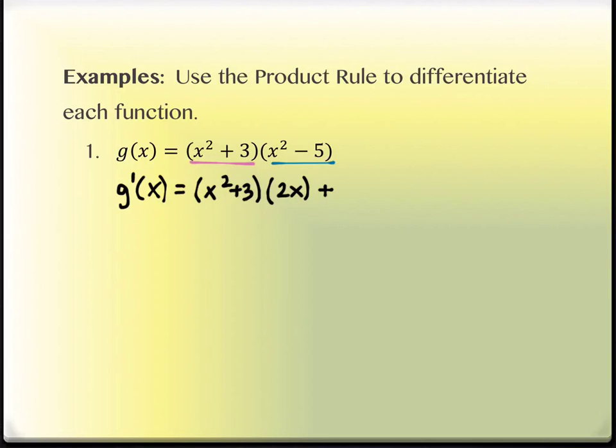And now I need to do things in reverse order. So I'm going to take the pink piece at the beginning now, and I'm going to do its derivative. So what's the derivative of the pink piece? Happens to be 2x as well. That's certainly not going to happen all the time. And then I need to rewrite the second piece, the piece that's in blue, identical to the way it is right now. So that's x squared minus 5.